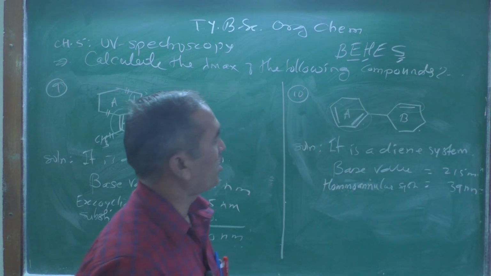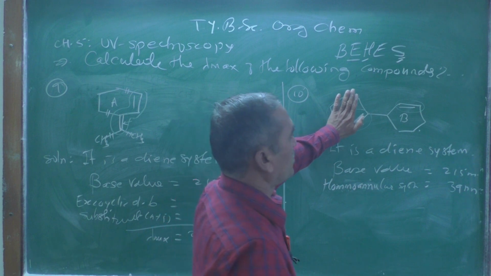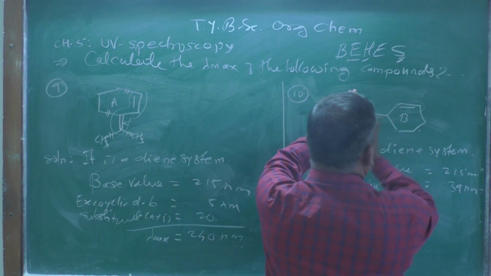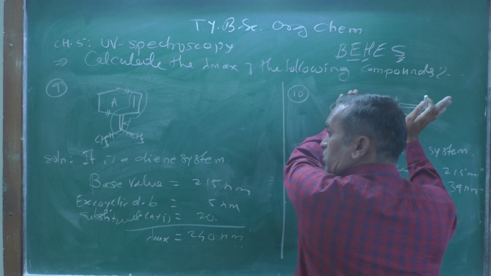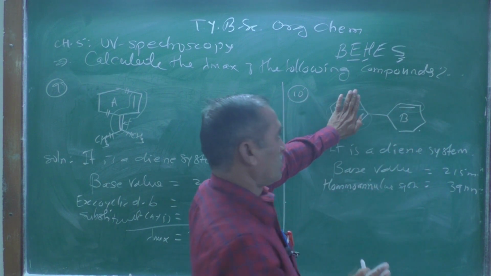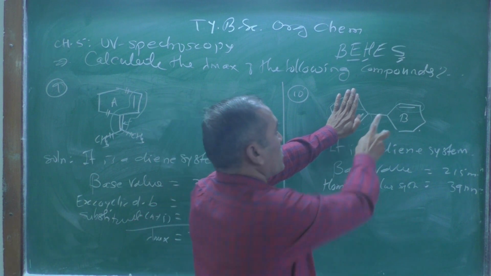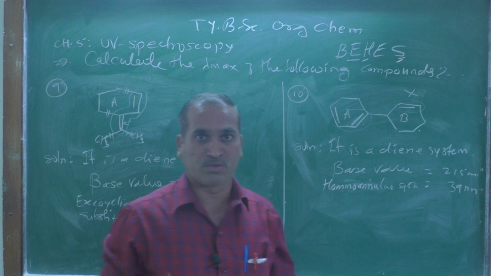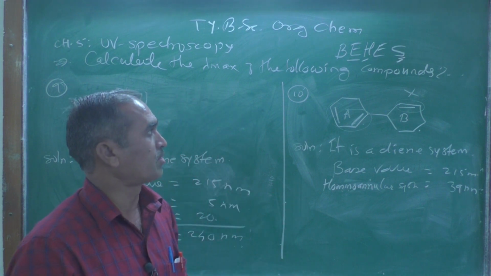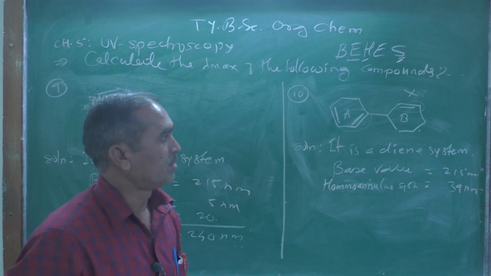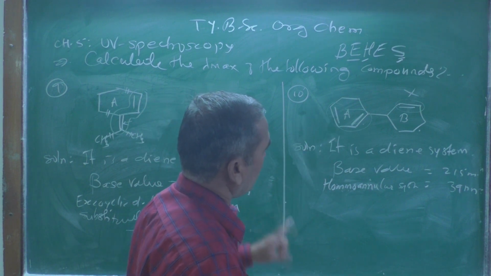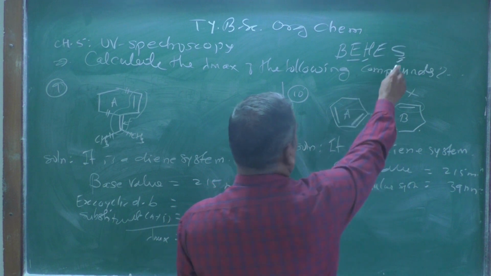Next one is the extended conjugation. Most of the students get confused over here. They may add this as an extra double bond, but don't count it as an extra double bond. Even though it is present, it is not in the conjugation, and therefore don't consider it as extended conjugation. This is one of the problems, so you can remember it here.